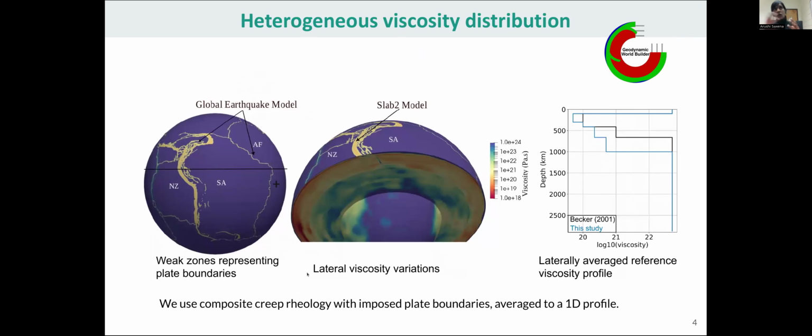So we use all these data to get our physical properties. Here I'm showing the viscosity distribution. These viscosities are obtained from the temperatures that are converted from the tomography and the lithospheric structures. Additionally, we use the geodynamic wall builder to prescribe weak zones or weak viscosities at locations that are taken from the global earthquake model. And we also scale all the lateral heterogeneities in viscosity to a 1D profile, which is modified from Becker's study in 2001. And I will discuss the motivation for how we changed that.